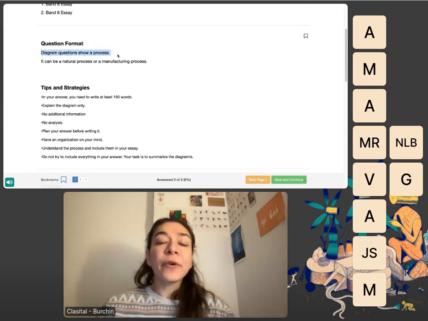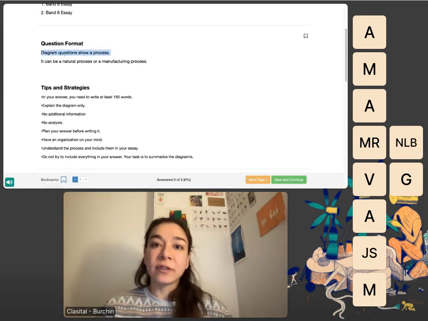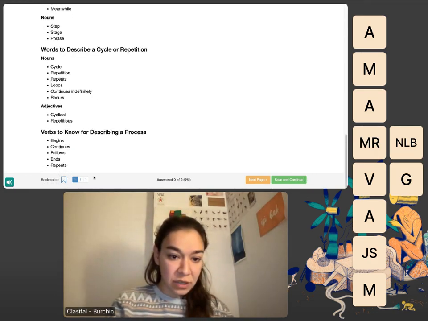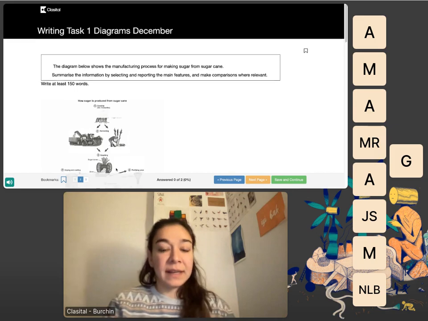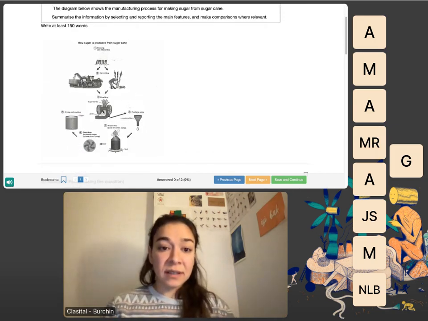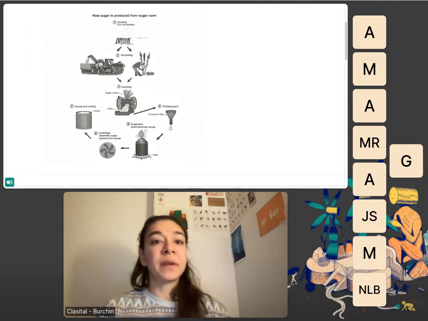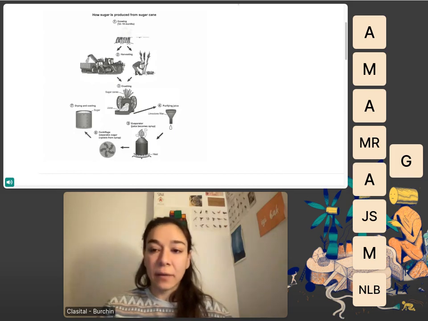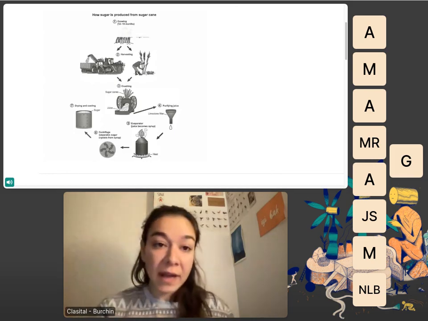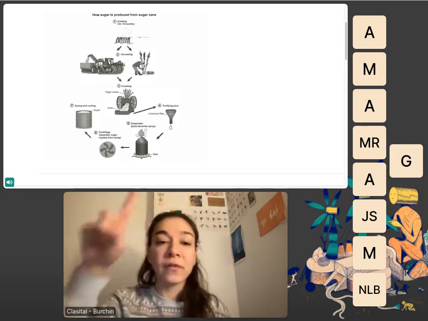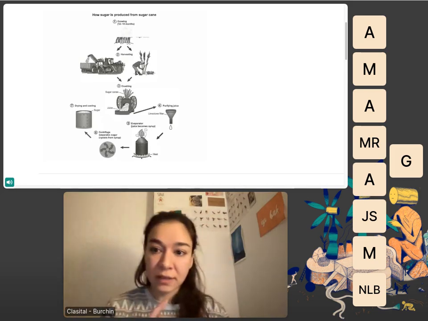Yes, diagram questions show a process. There is a process like this. For example, in this question, we are shown how sugar is produced from sugarcane. So this is the process. They are showing a process to us.